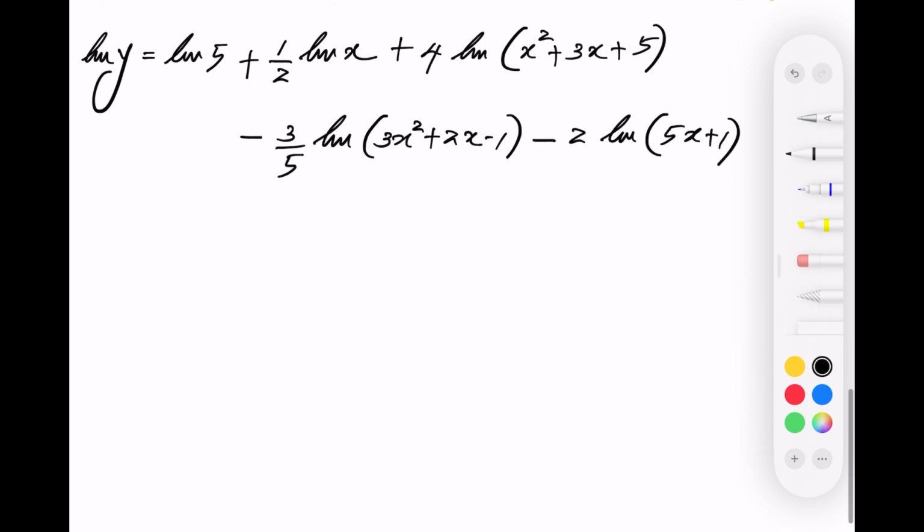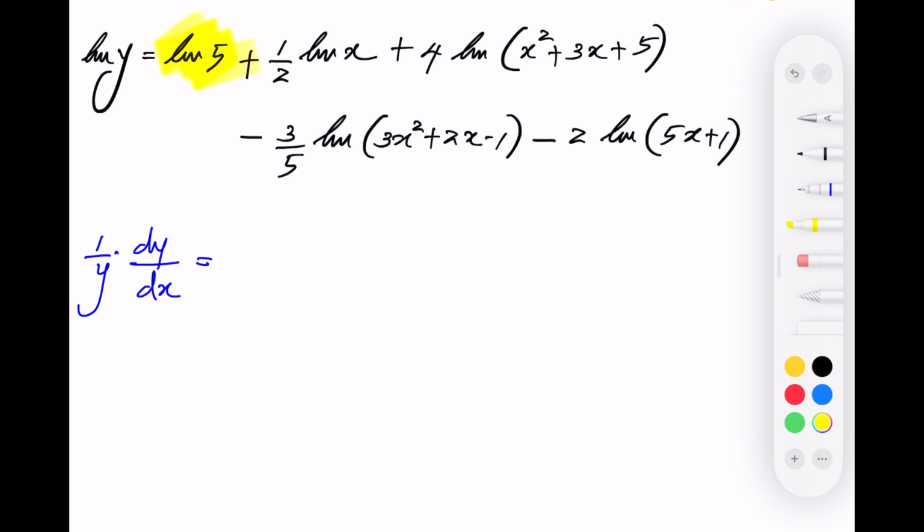Now we can quite easily differentiate both sides of this equation. Please remember, we are going to differentiate with respect to x. So when you differentiate the left-hand side, ln y differentiated with respect to x is equal to 1 over y times dy by dx. Please do not forget the dy by dx, because it's about implicit differentiation of natural logarithm y with respect to x. We are using the chain rule. On the right-hand side, the first term is natural logarithm 5. If you differentiate that with respect to x, what's your answer?